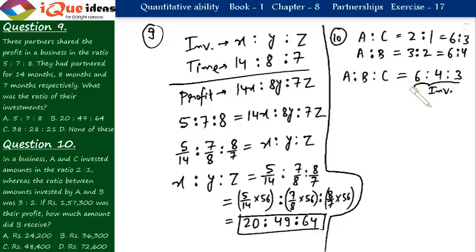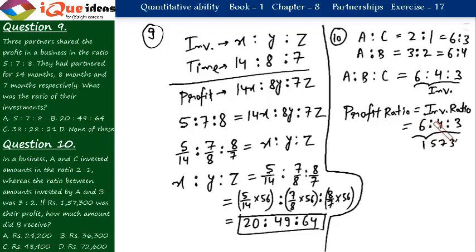Now, there is nothing mentioned about time, so we will assume that there is no concern. The time is same for everyone. Now, the total profit is given 1,57,300. So now, whatever is the investment ratio will become equal to the profit ratio. So, profit ratio is equal to investment ratio. All right. Now, investment ratio is already 6 is to 4 is to 3. So, profit ratio will also be equal to 6 is to 4 is to 3. Alright, and the total profit is given 1,57,300.